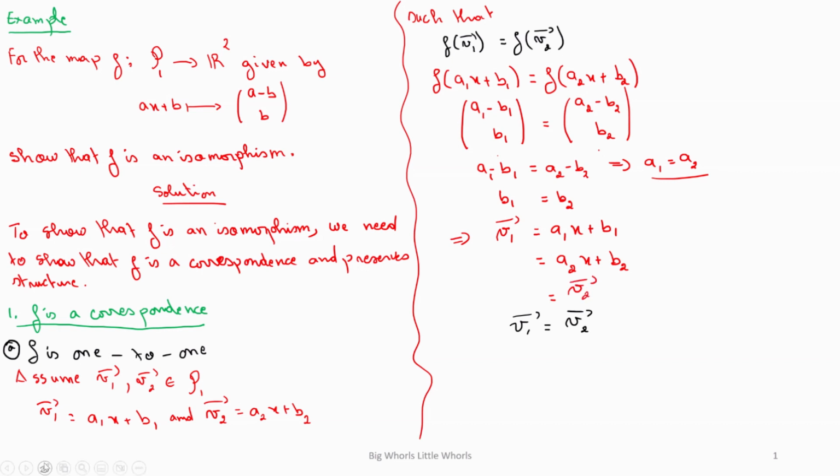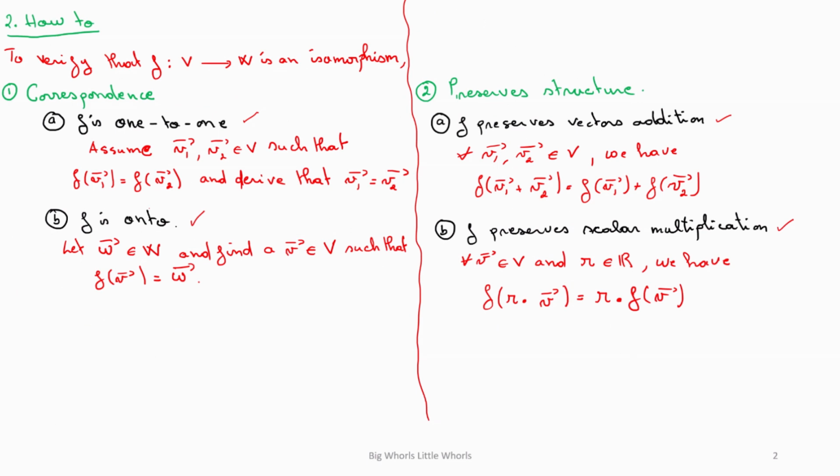Therefore, if we assume that f of v1 equals f of v2, we can prove that v1 equals v2. So that means f is one-to-one. Next, in the how-to, we need to prove that f is onto.